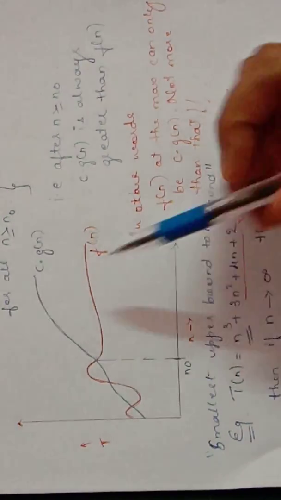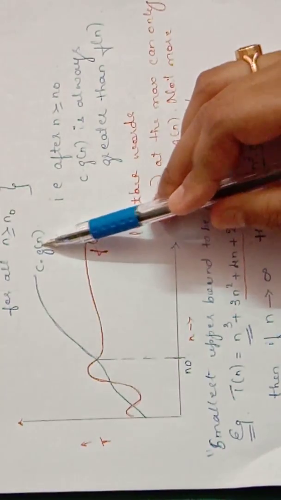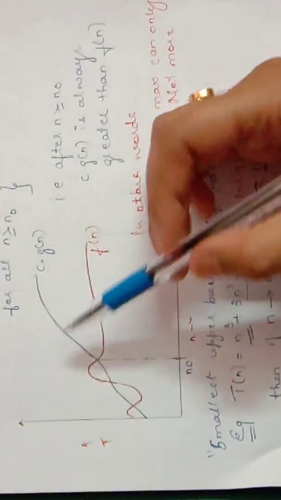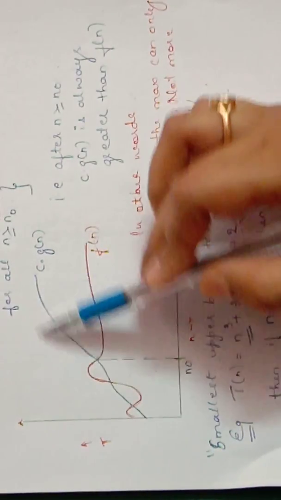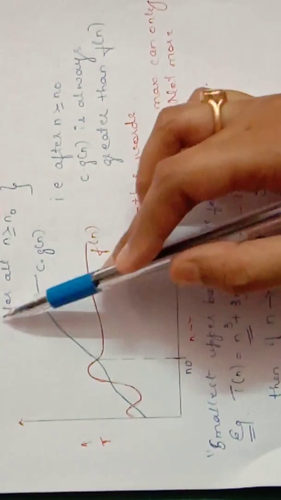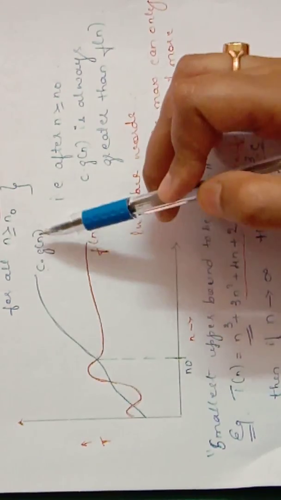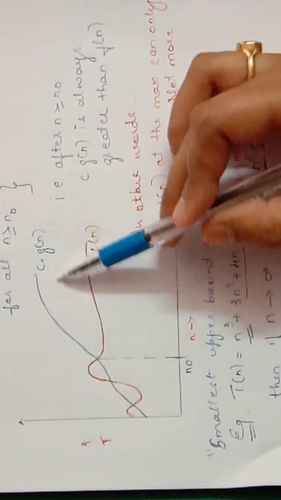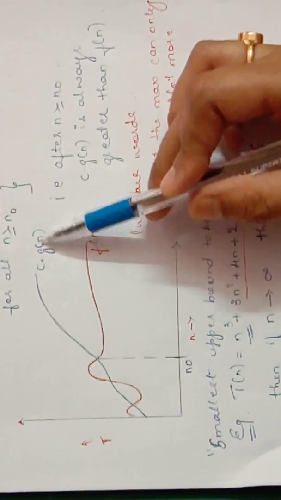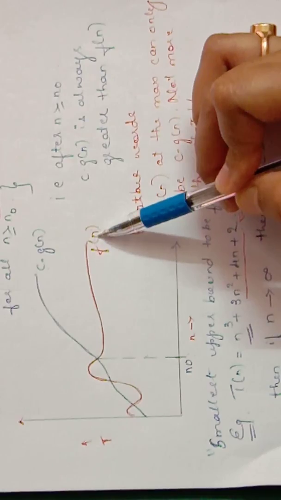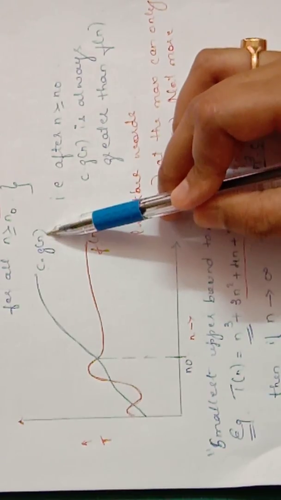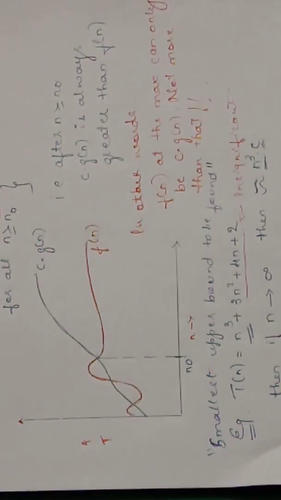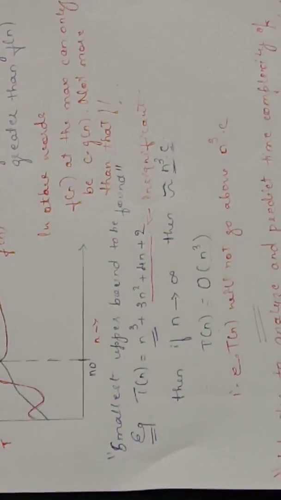While finding this c of g of n, we should make sure that it is the smallest upper bound that can be found. You can have any number of bounds which are above f of n, but c of g of n must be the smallest upper bound. There shouldn't be any other bound smaller than c of g of n which will satisfy the condition. So this is the smallest possible bound that can be given to f of n. We'll see an example for understanding.